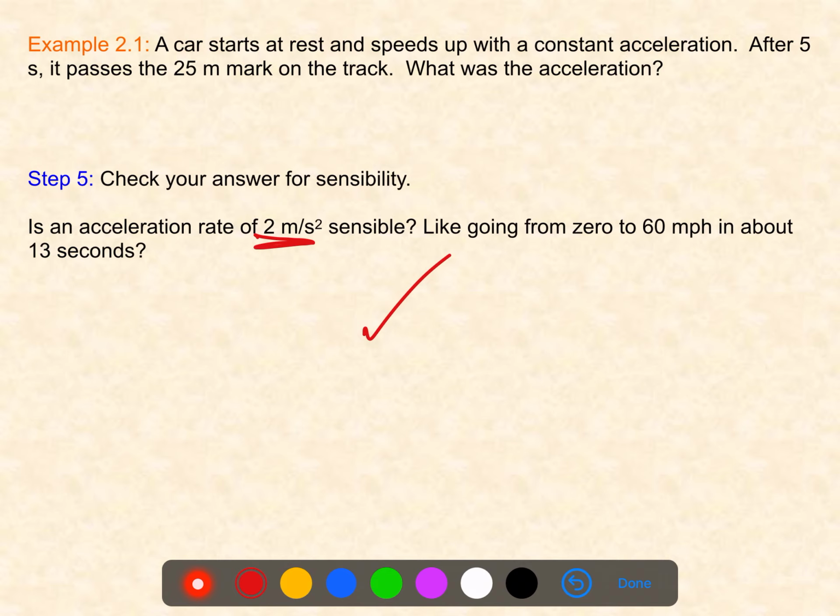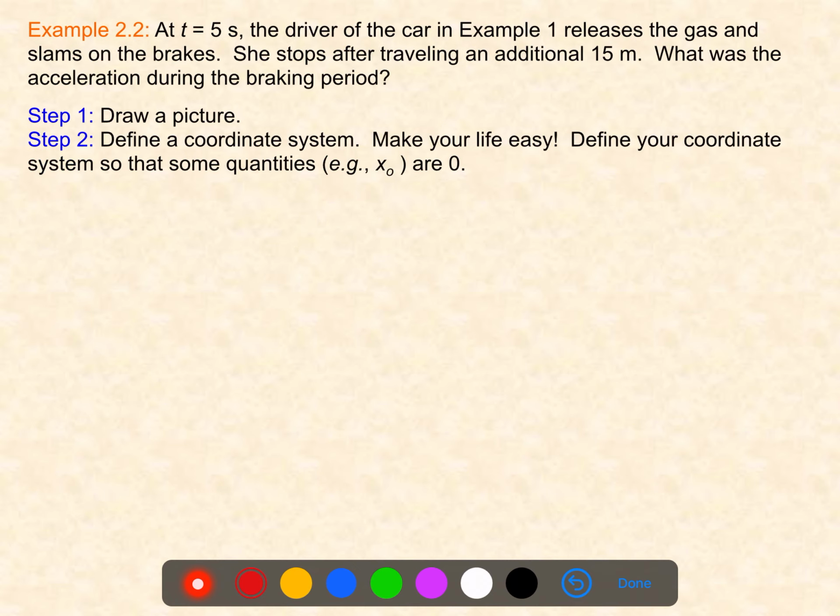meters per second squared. Okay, so the next example is really just going to build on what happens next in this car's motion. After the 5 seconds has passed, now the driver releases the gas and starts to apply the brakes. After an additional 15 meters, she comes to a stop. Just as at rest means velocity equal to 0, stop is also going to mean velocity equal to 0. And now we wish to know what the acceleration was during the braking.